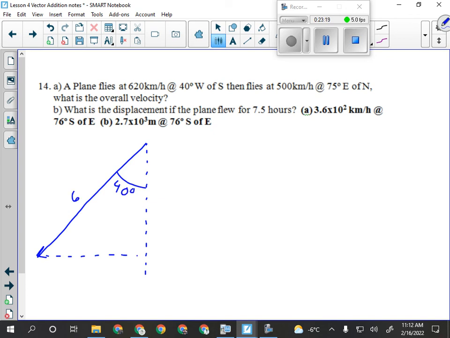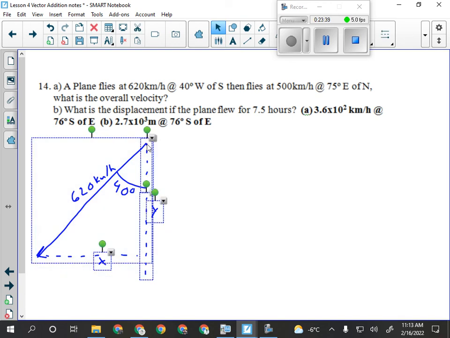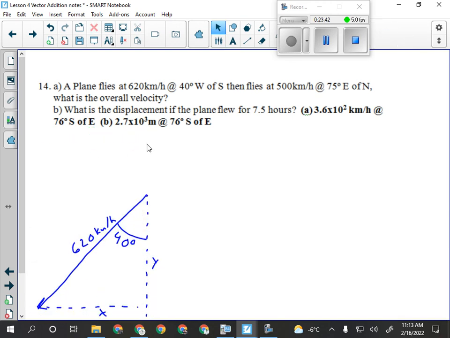And this will be 620 kilometers per hour. Okay, and this will be x, and this will be y. And then for our next vector, it is 500 kilometers per hour at 75 degrees east of north. So I really didn't position this very well. A little bit further down. Okay. So it's east of north. So I'm going to draw my reference line north. Okay. And I'm going to go 75 degrees east of that. All right. Well, I drew that way too long. Okay, it's going to look like this.